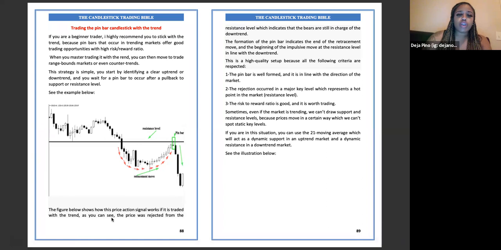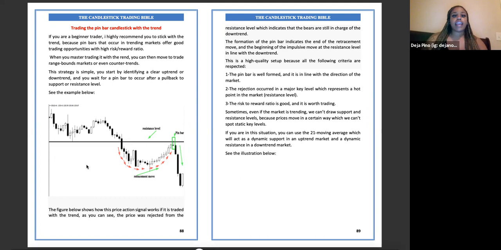The figure below shows how this price action signal works if it is traded with the trend. As you can see, the price was rejected from the resistance level, which indicates that the bears are still in charge of the trend, okay? Just from looking at this, I can tell that we're in a downtrend, right? Just for the sake of this image right here, we're in a downtrend. At this resistance level, the price was rejected. And if it's especially rejected at a resistance level, that is high quality confirmation. Like, okay, the sellers are not letting the buyers take any control right now. They're still in control. Okay, that pin bar would have been your entry point.